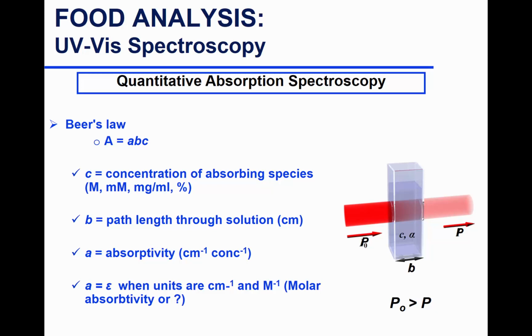I think this is what I defined. So the concentration is in any concentration unit. It can be molar, millimolar, milligrams per milliliter, percentage. Any of that is a concentration. I already said what the b is. That's the path the light travels in centimeters. And a is absorptivity, which has a unit per centimeter per concentration. That's why in this equation all of the units cancel and absorption doesn't really have a unit.